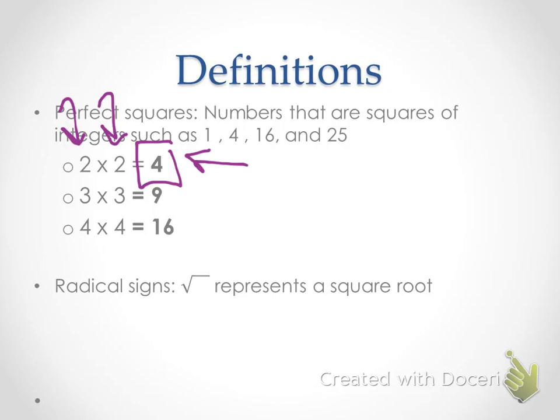Is 55 a perfect square? No, it's not, because there's no number that can be multiplied by itself to equal 55. 11 times 5 is 55, but that doesn't meet the criteria.